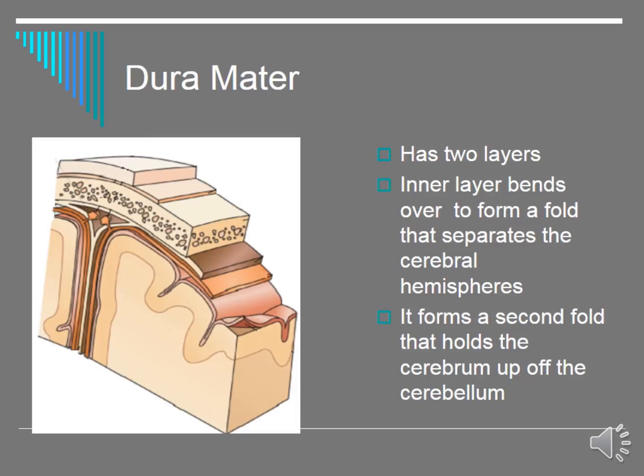The inner layer folds over to form a fold that separates the right and the left hemisphere, as you can see here on the picture. Again, it is the layer that is directly under the skull. It also forms a second fold that holds the cerebrum up off the cerebellum.